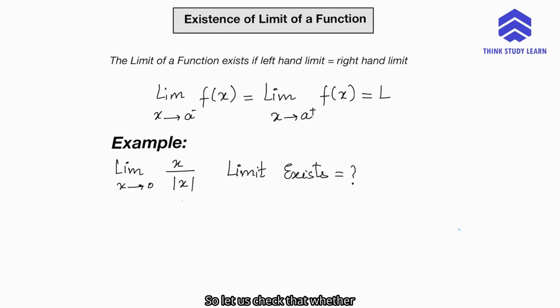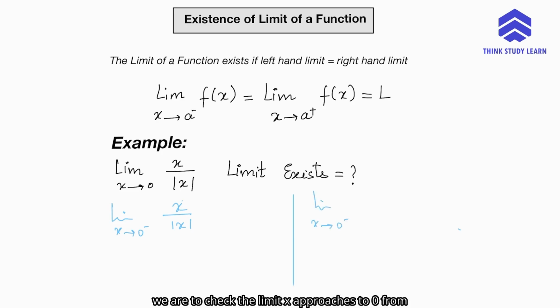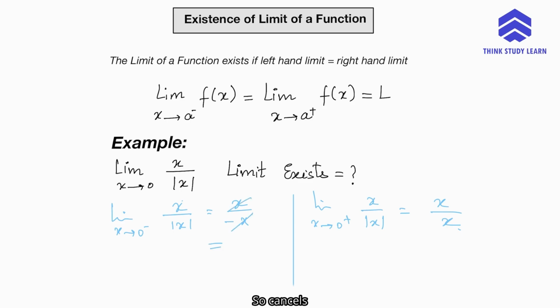So let us check whether the limit of this function exists or not. We are to check the left-hand limit, x approaches 0 from the negative side, x over absolute x, and the limit as x approaches 0 from the positive side, x over absolute x, and if both of these are equal, we say that the limit exists, and if not, then the limit does not exist. From the negative side, we have to write the negative part, and for the positive side, we have to write the positive part. So x cancels out, we have -1, and x cancels out, we have 1.